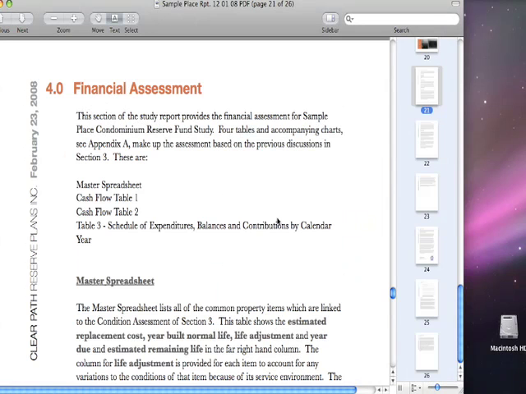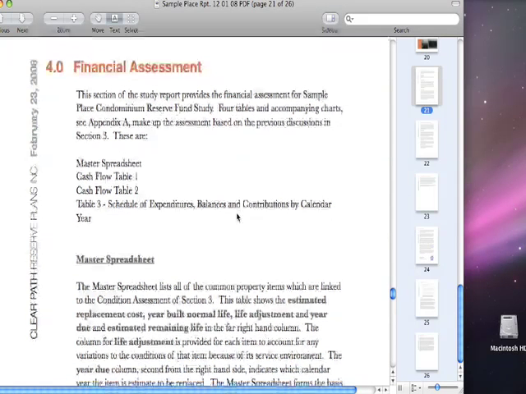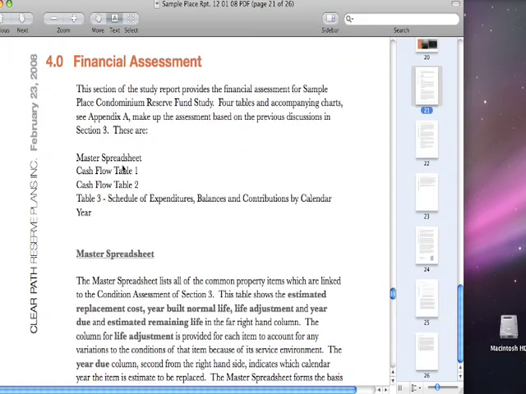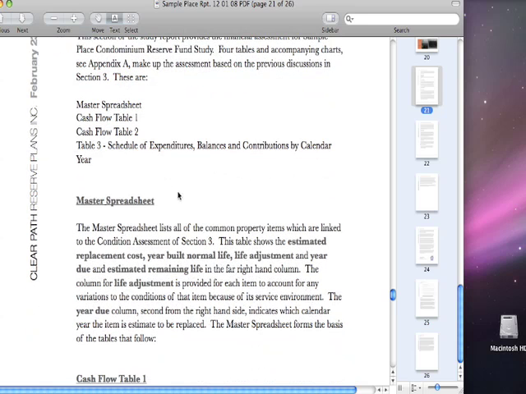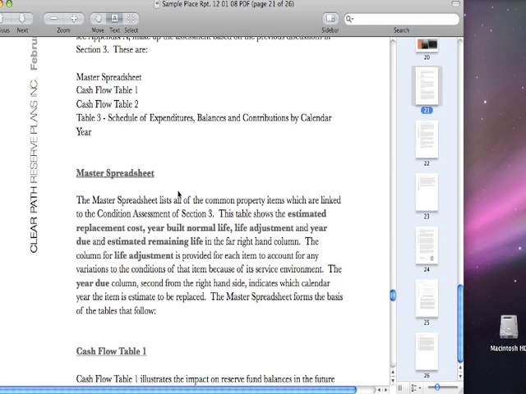The financial assessment section of the report contains a number of tables and charts, and with master spreadsheets, some cash flow tables, a schedule. This section just describes what the key elements are of those tables and the factors used, like inflation, etc.